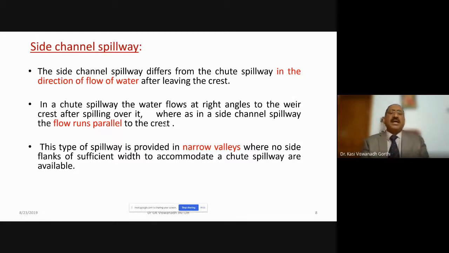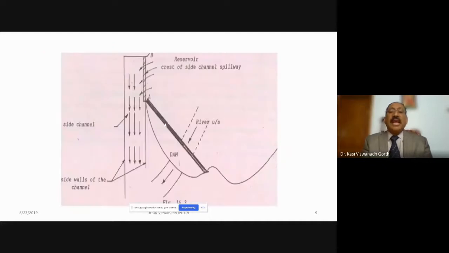Immediately after falling over the crest, the water will be collected in a channel. This channel will be alongside. So see, this is the crest. In the figure you can see this is the reservoir, and you have the crest of the spillway. From this crest, the water flows here, gets collected. Instead of flowing normal or perpendicular to the crest, it flows parallel to the crest in this direction.